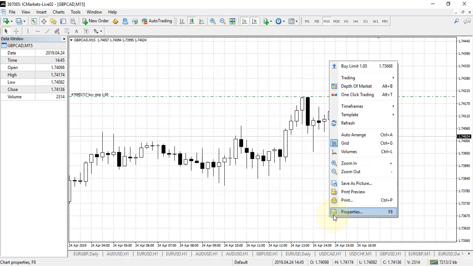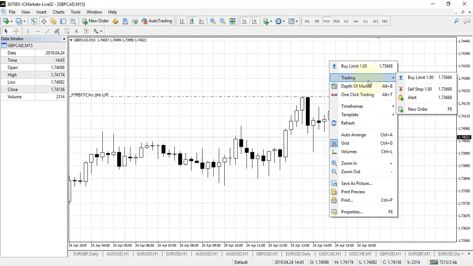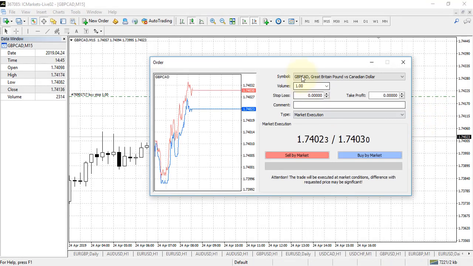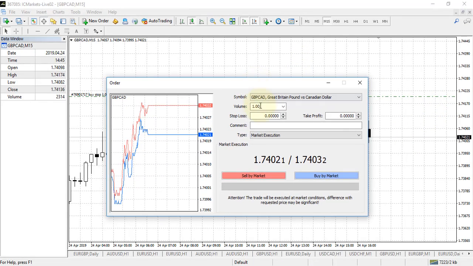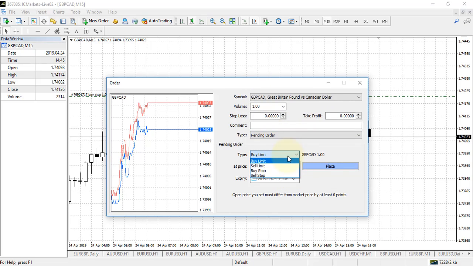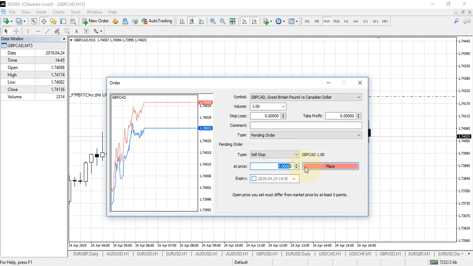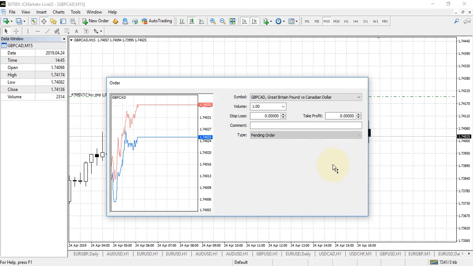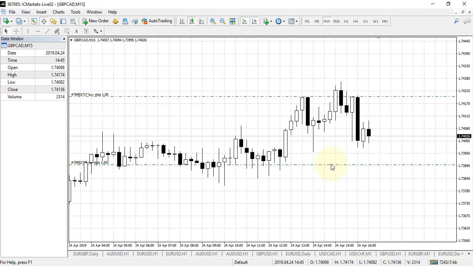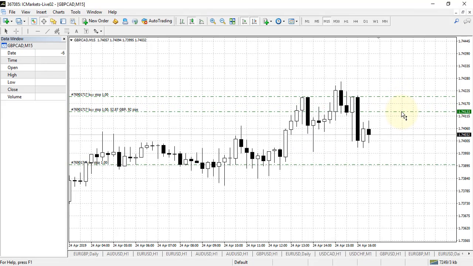Then the sell stop, we do the same thing here. Sell stop, still one lot. Let's put 1.7390. Okay, so we have two orders. So we need to be adjusting these orders close to the price. So let's put it here for now.